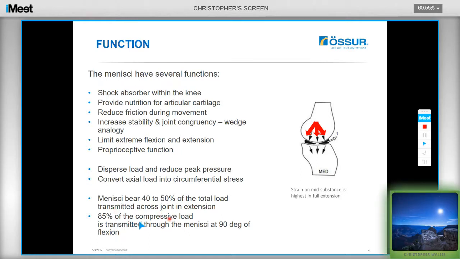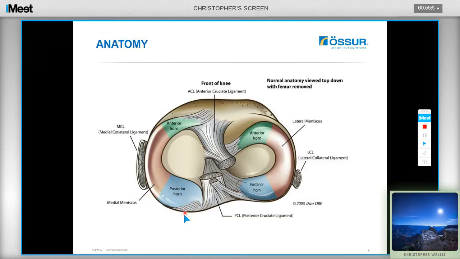Interesting to note that that compressive load that's transmitted through the meniscus increases to 85% of the total load as the knee goes into 90 degrees of flexion. So it is a structure that varies the amount of load that it takes in varying degrees of flexion and extension.